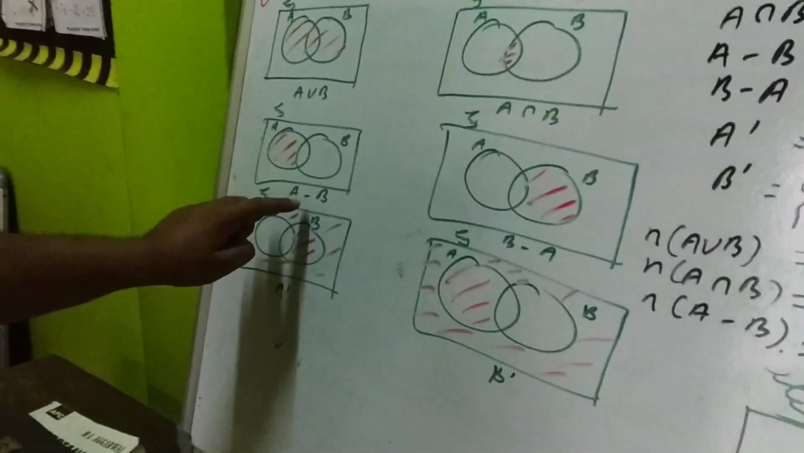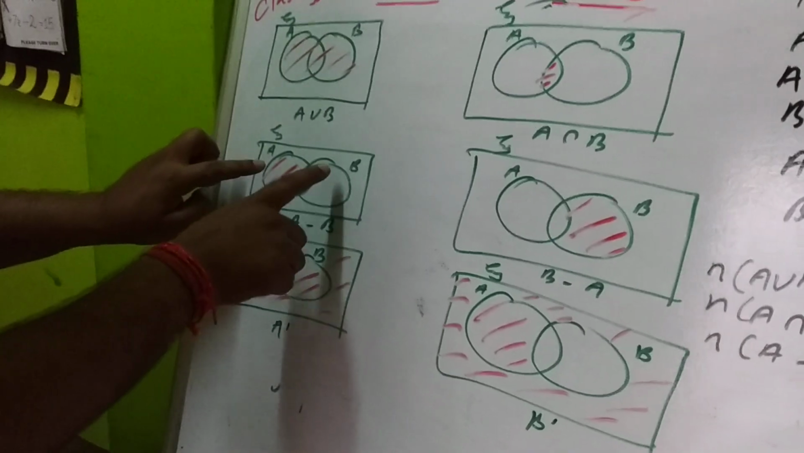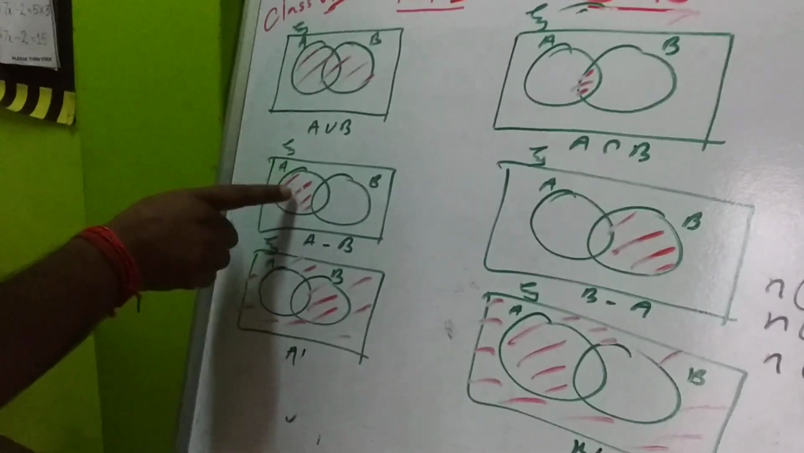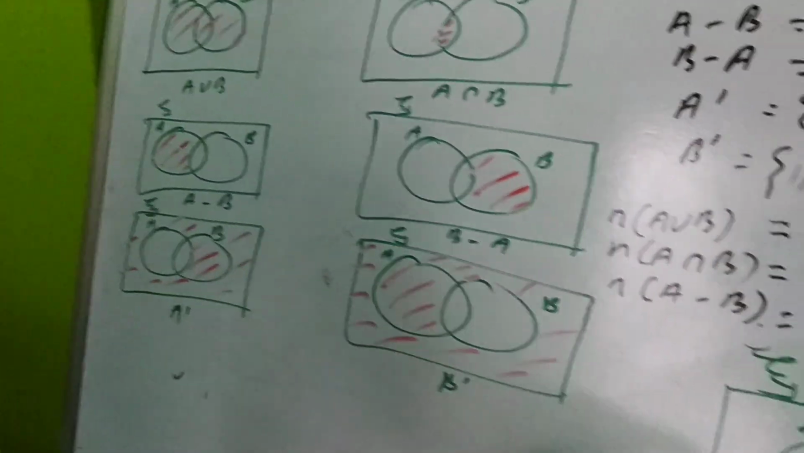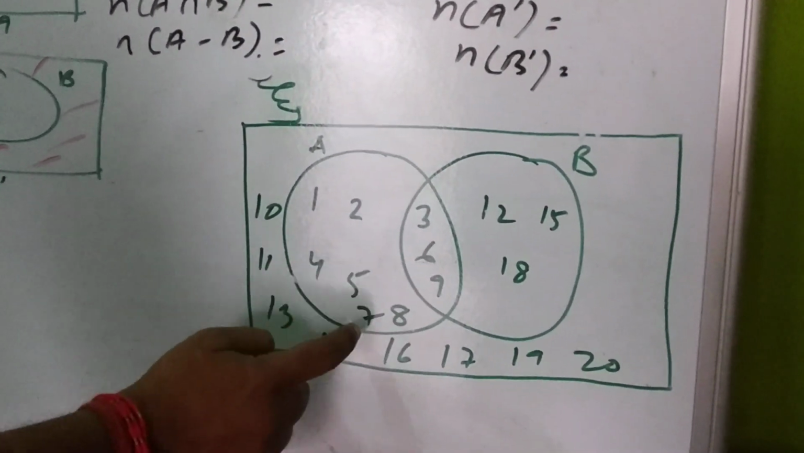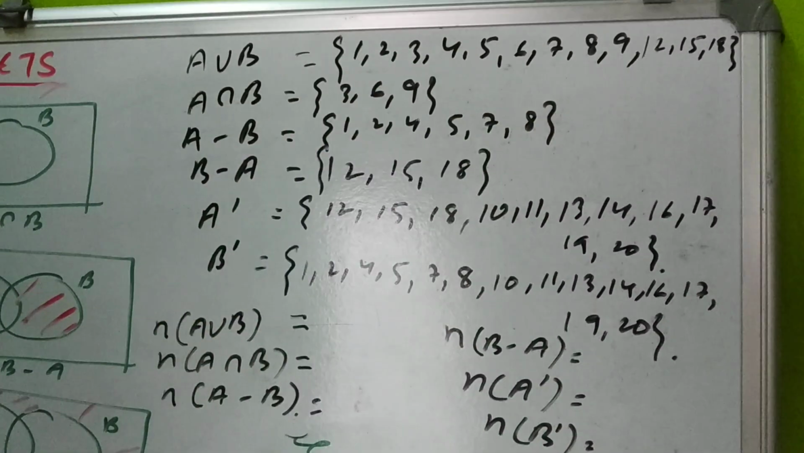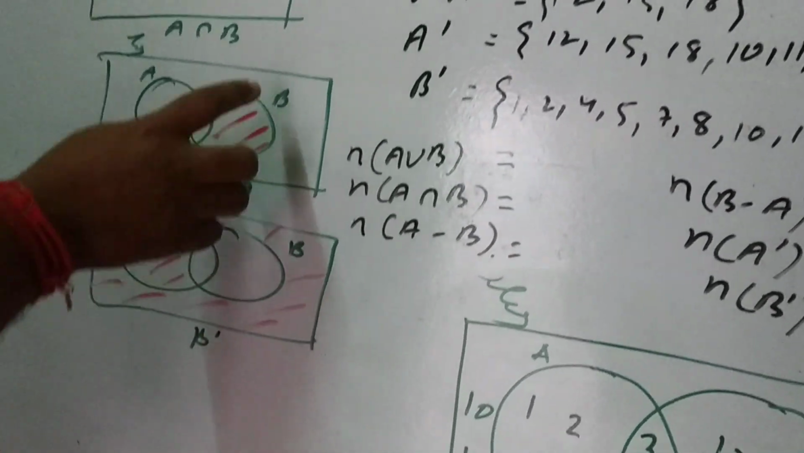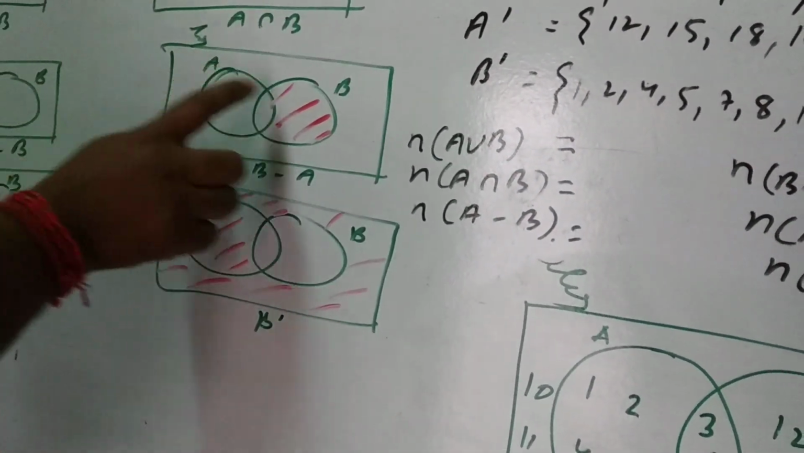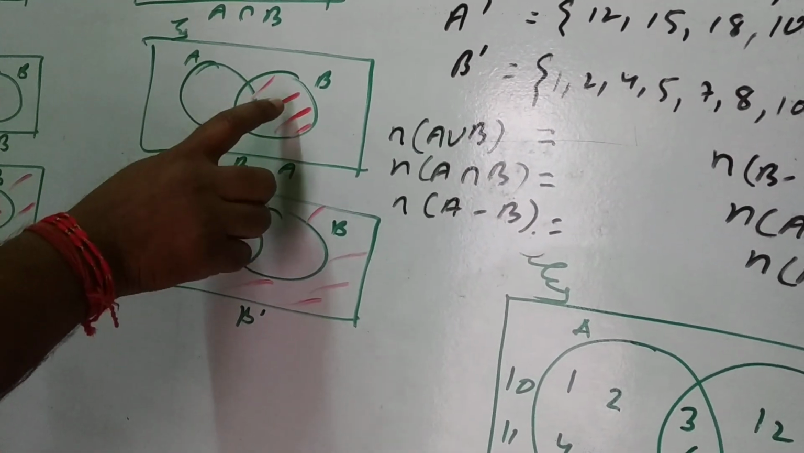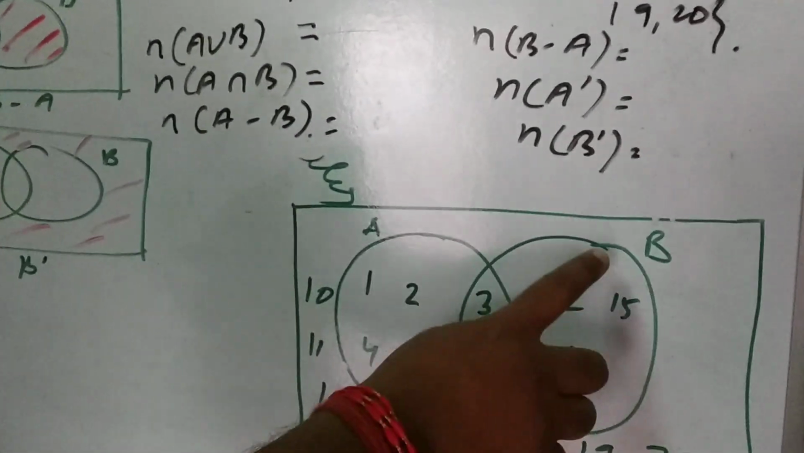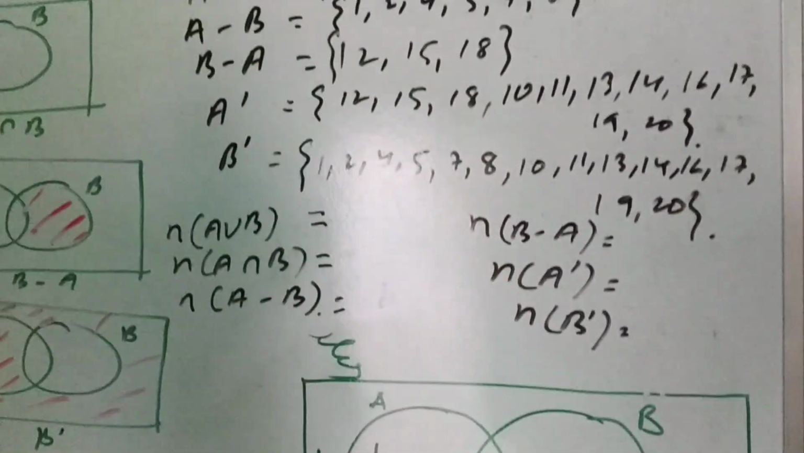When I say A minus B, from A all the elements of B are to be removed, so I have to look at the elements that are present in this place. That is 1, 2, 4, 5, 7, 8, which I am writing over here. Now when I say B minus A, from B I am removing the elements of A. So this is the place that I am supposed to focus on. The elements over here, that is 12, 15 and 18, are taken over here.